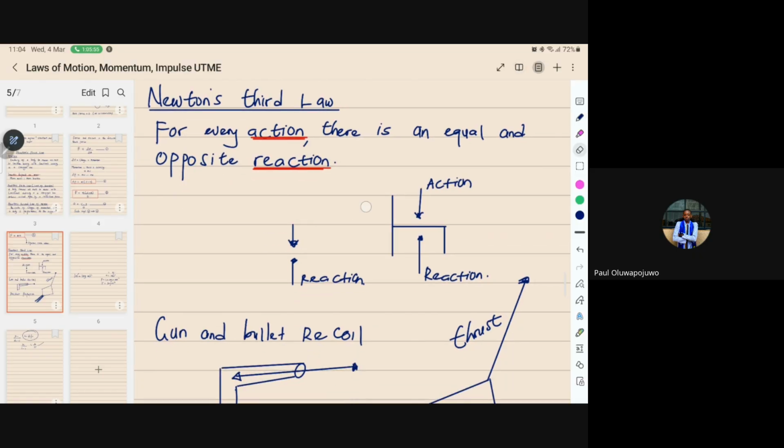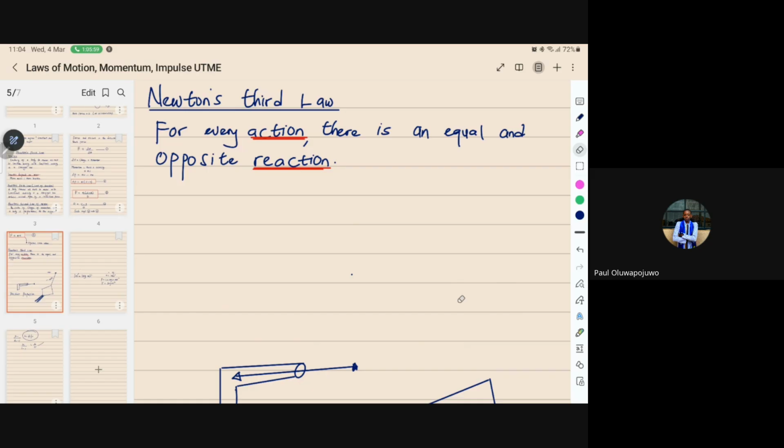So the examples I can give you here, number one, I've given about the chair. You can write any examples that come to your mind, or even as you are walking, the ground is exerting a force on you as long as you're also exerting a force on the ground. So action and reaction are equal and opposite. For JAMB, examples should revolve around these two things. Number one is the recoil of a gun, a gun and bullet recoil.